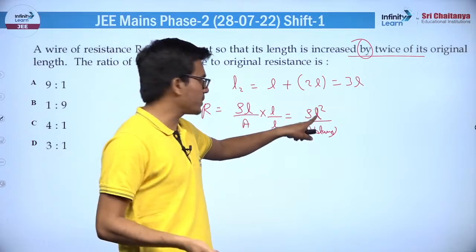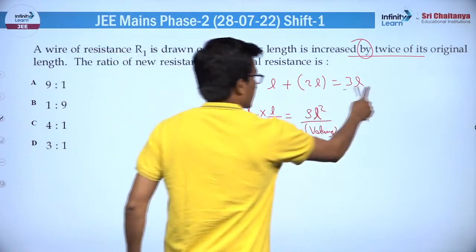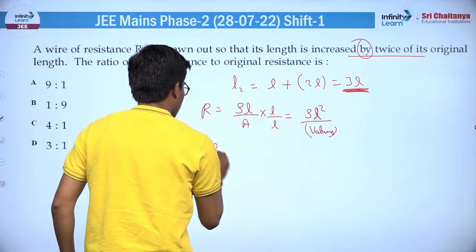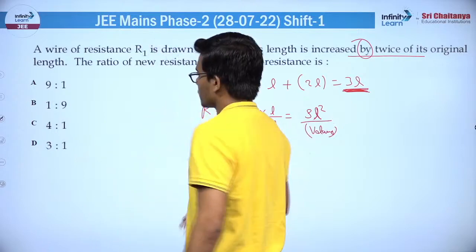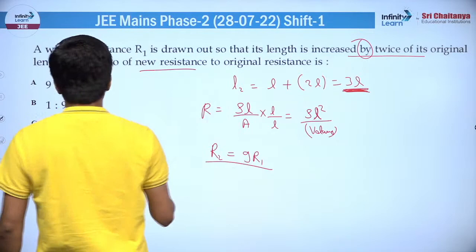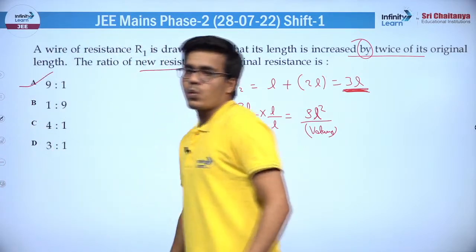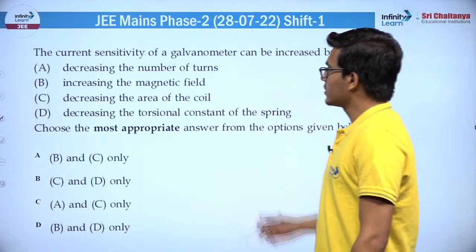Rho is the property of material, so resistance is proportional to L square. So if length becomes 3 times, then resistance will definitely be 9 times, right? Because it is proportional to L square. And the ratio of new resistance R2 by R1 will be 9:1. All right. So A option is right. Moving to the next question.